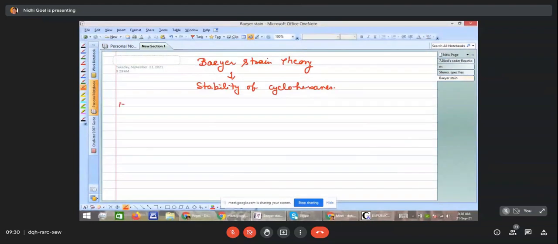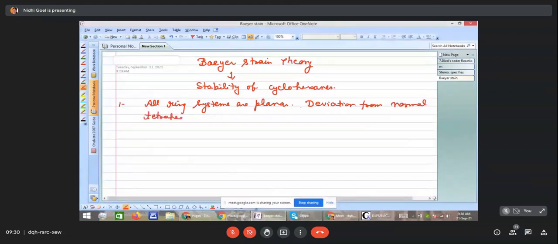So first condition, according to Baeyer, all ring systems are planar, and deviation from the normal tetrahedral angle, 109.5, produces unstable cycloalkanes. Okay, so the first condition is all ring systems should be planar, and deviation from the normal tetrahedral angle produces unstable cycloalkanes.